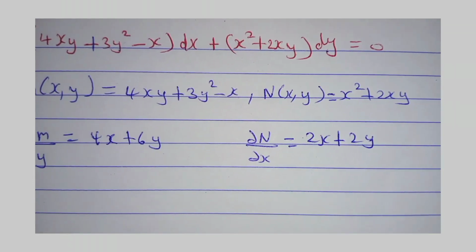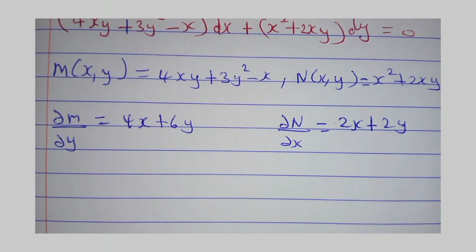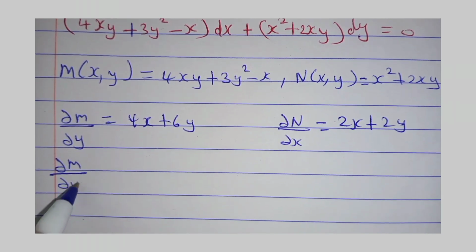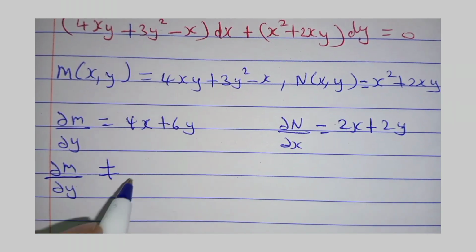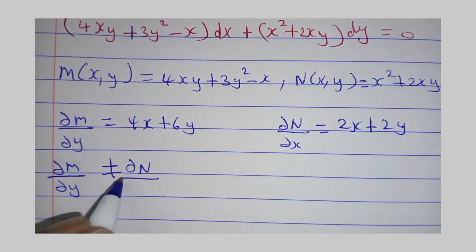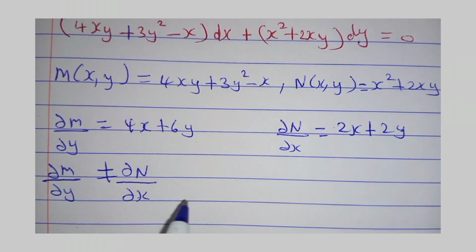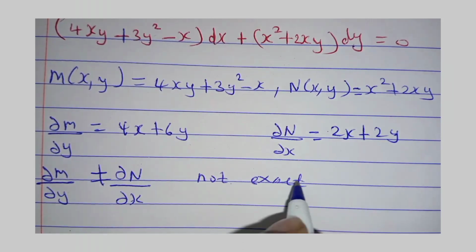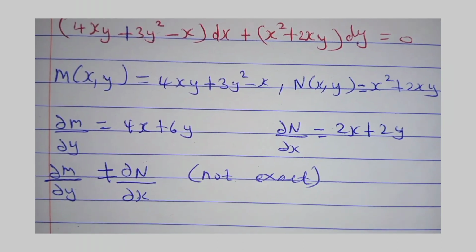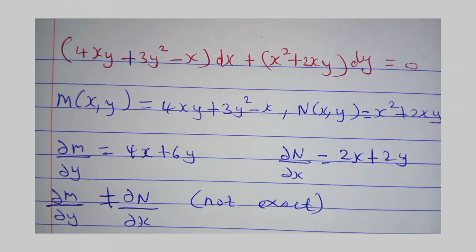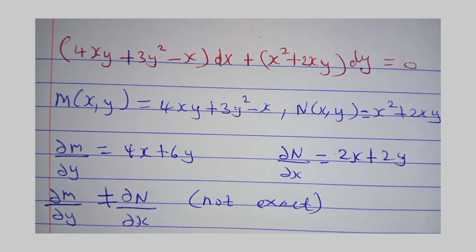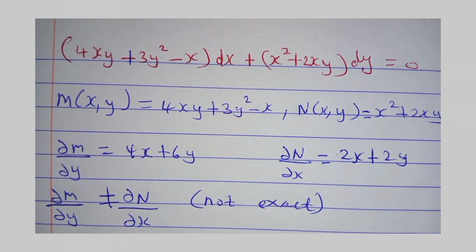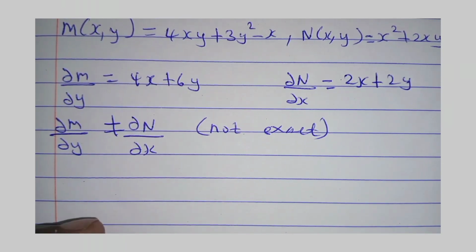Once you have that, the next thing you do is compare the partial derivative of M with respect to y. In our case, it is not equal to the partial derivative of N with respect to x. That means our equation is not exact. When your equation is not exact, there are 3 rules which can be employed to make it exact, and this is the rule we are going to apply here.